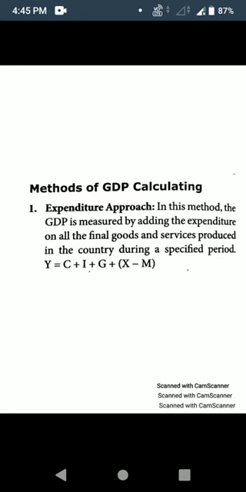Next one, methods of GDP. What are the methods? There are three important methods: expenditure approach, income approach, value added approach. What are the three methods of calculating GDP? It's expenditure method, income method, and value added method. That only we are going to see. Okay. What are the methods of calculating GDP?